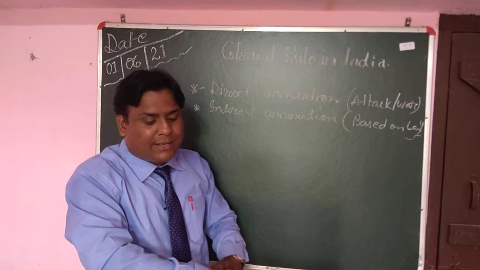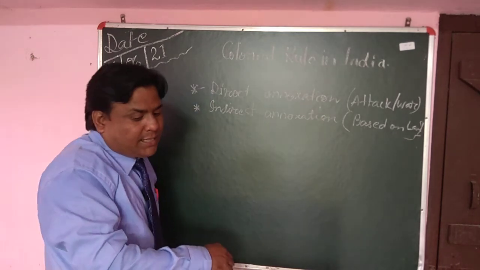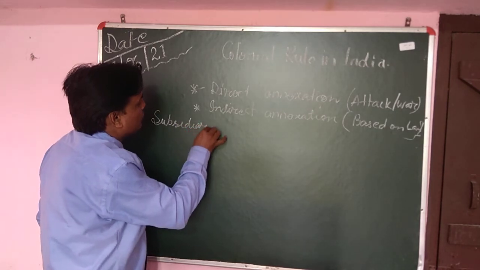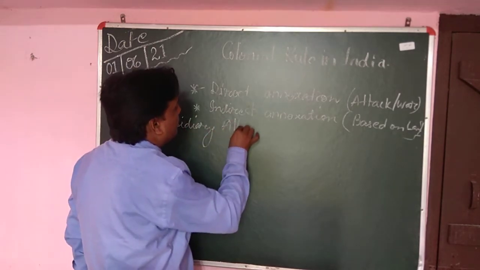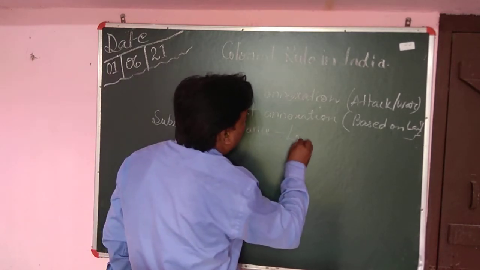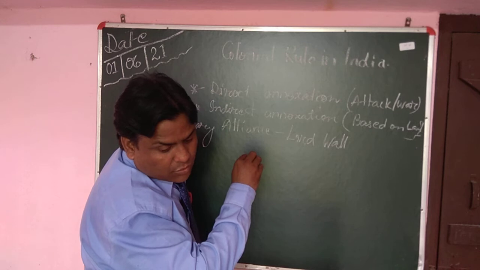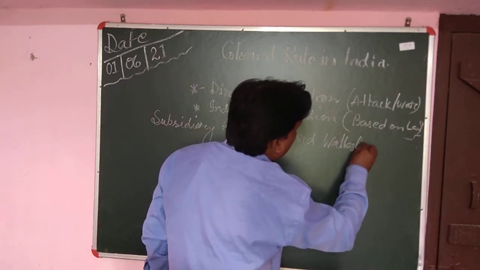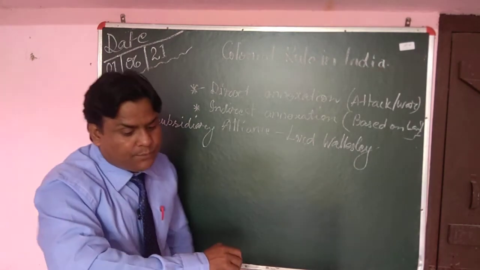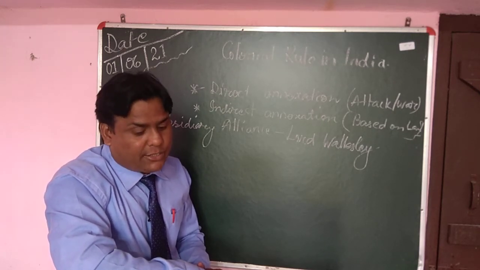Subsidiary alliance. What was the subsidiary alliance? The subsidiary alliance was started by Lord Wellesley. Who started the subsidiary alliance? Lord Wellesley. Who was that? Lord Wellesley started this subsidiary alliance. According to this alliance, this was a very effective instrument for the expansion of British territory in India.